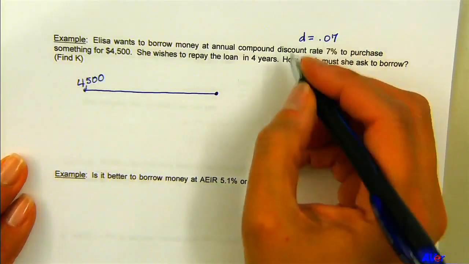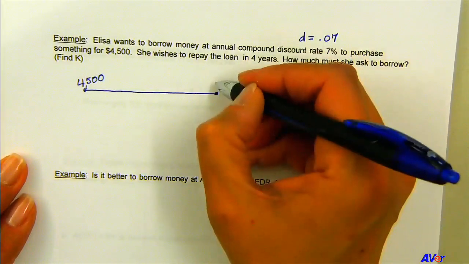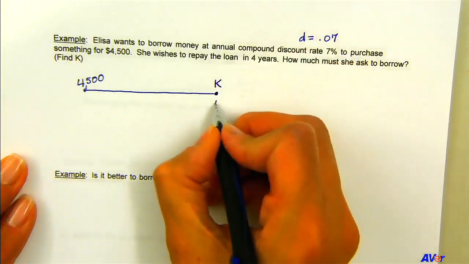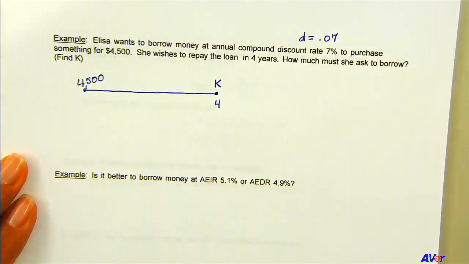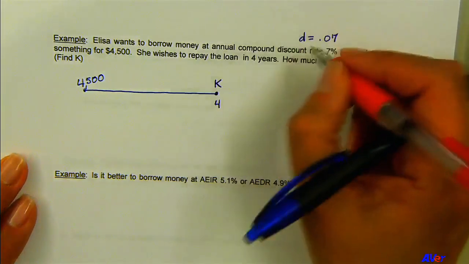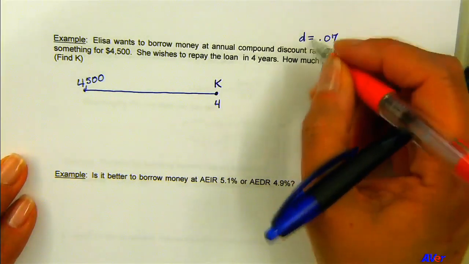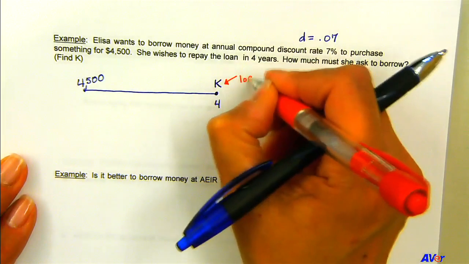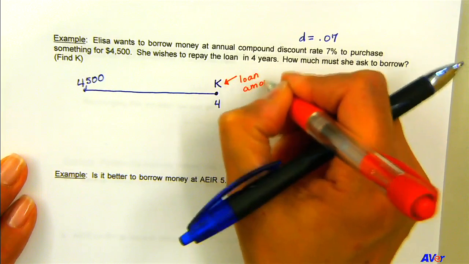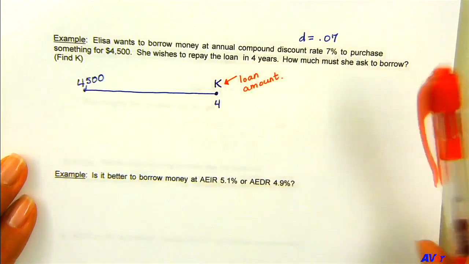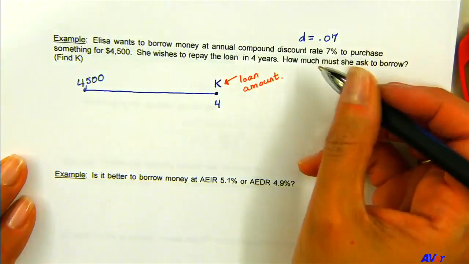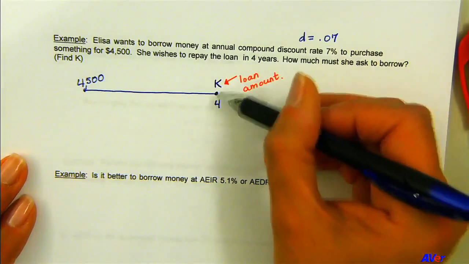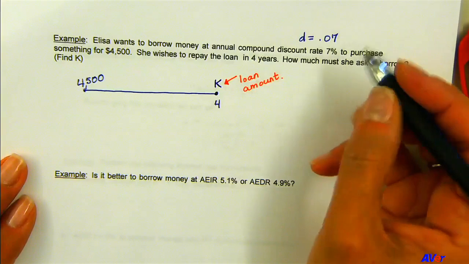Remember, how much must she ask to borrow? That's written at time 4, right? That's the weird thing about discounts. This is the loan amount. So she wants to end up with $4,500 right away. This is the amount she must ask to borrow, K, and we're trying to find K.